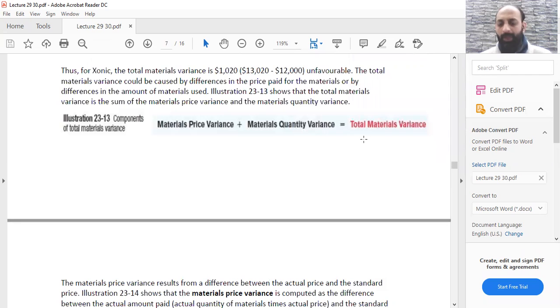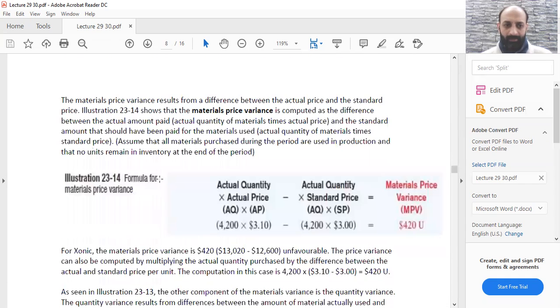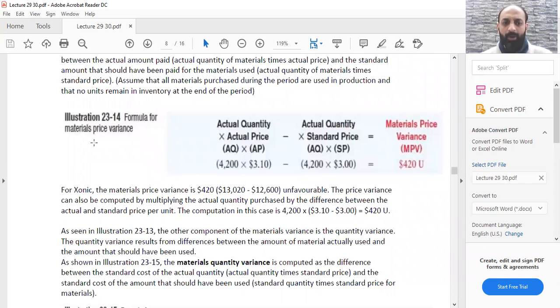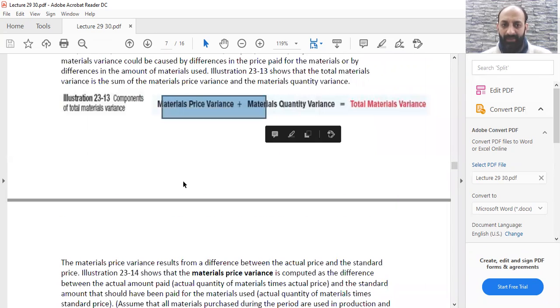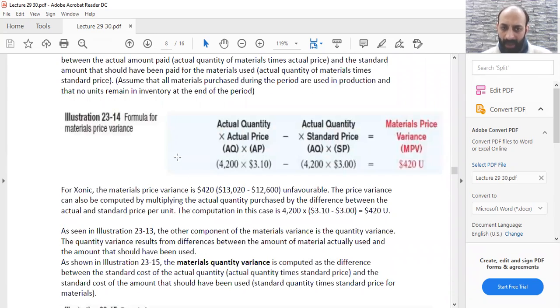Remember, your total material variance has two components. One is the material price variance and one is the material quantity variance. So in order to calculate the total materials variance, we will always have to use two formulas. One will calculate the material price variance and the second formula will calculate the materials quantity variance. Now we will discuss the formula for material price variance. The formula is actual quantity into actual price minus actual quantity into standard price.